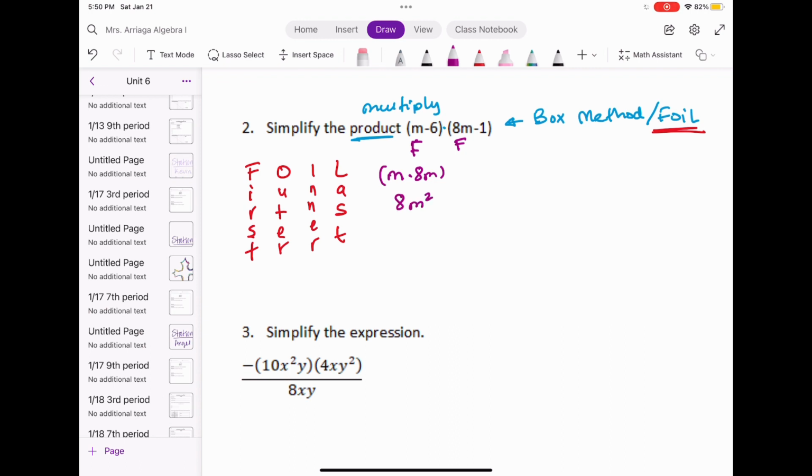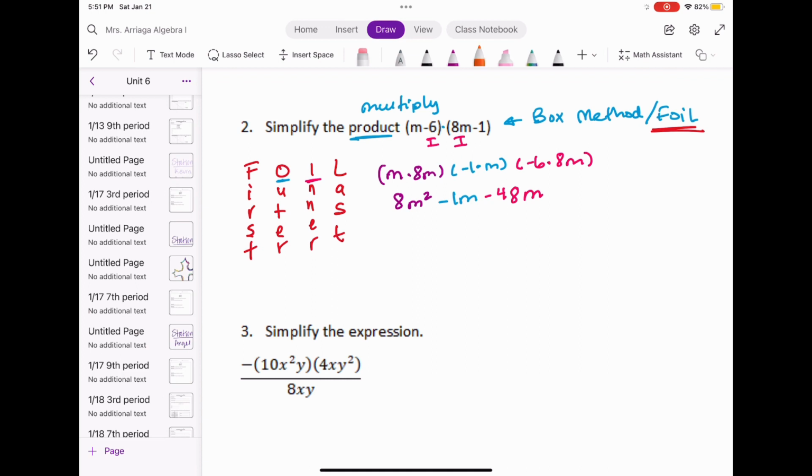Then you multiply the outer terms of each binomial. The outer terms are m and negative 1, which give us negative 1m. Then you multiply the inner terms, which are negative 6 and 8m, so negative 6 times 8m equals negative 48m. Finally, we multiply the last terms of each binomial, so negative 6 times negative 1, which gives you 6.